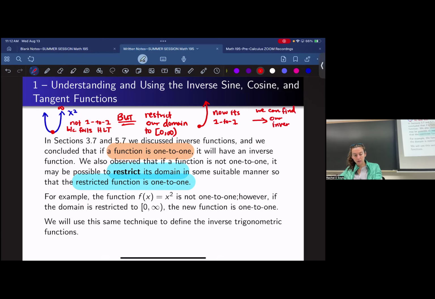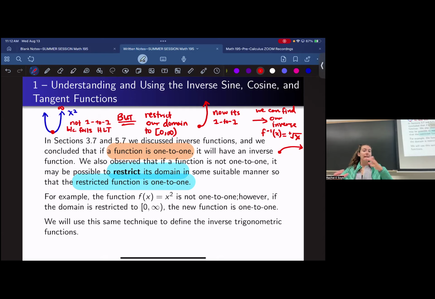And when we do, we end up getting our inverse of this function is just simply the positive square root of x. And visually, what does that look like? That just looks like this. Right? The reflection across y equals x. Definition of inverse, swap out your x's and your y's.